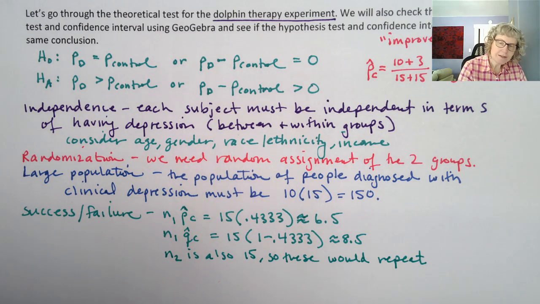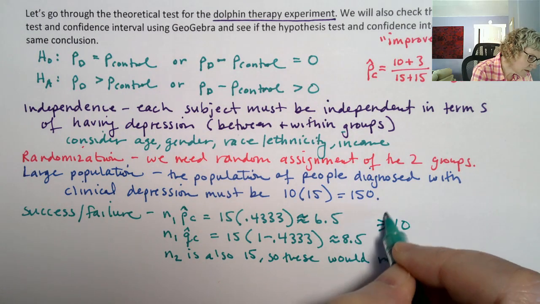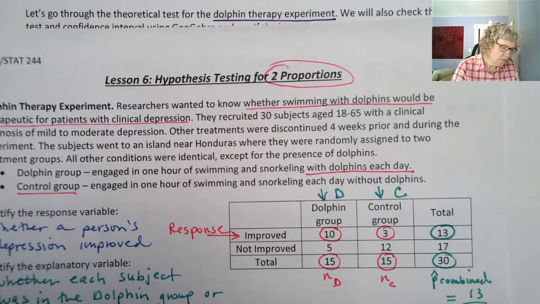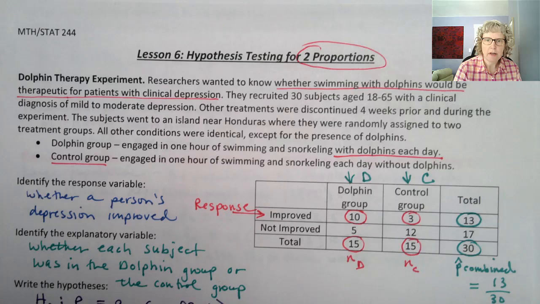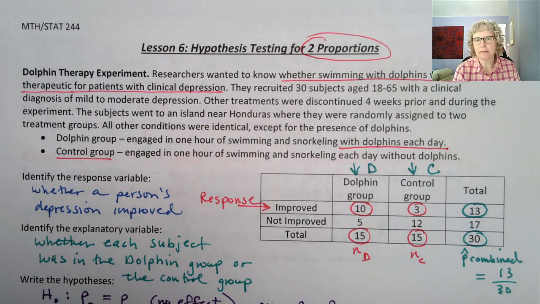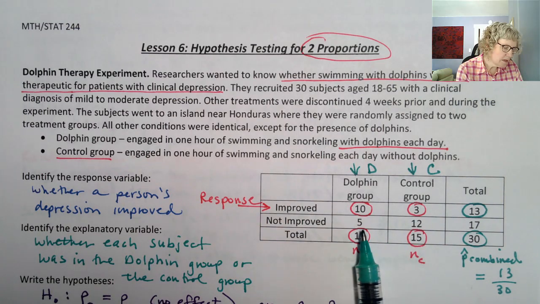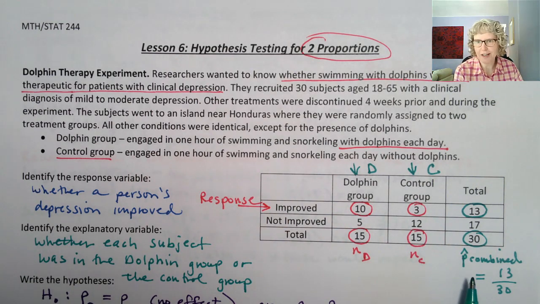Okay, so these are not greater than or equal to 10. I'm going to put a slash through that and take a look at our data. You might have been noticing that we're supposed to expect 10 successes and 10 failures in each group. Well, we can all see from the actual data that we only have 10 and 3 and 5 and 12. If we were going to have 10, 10, 10, 10, we would need at least 40 people in our experiment.